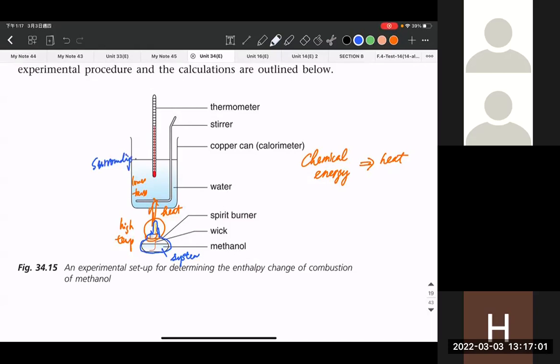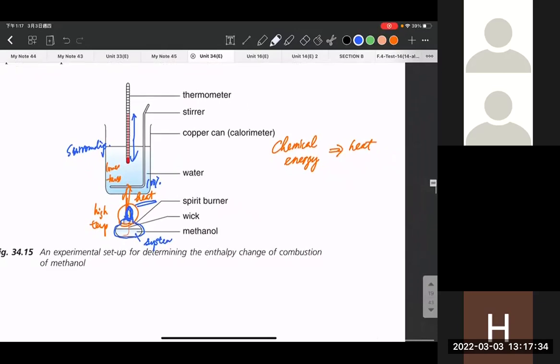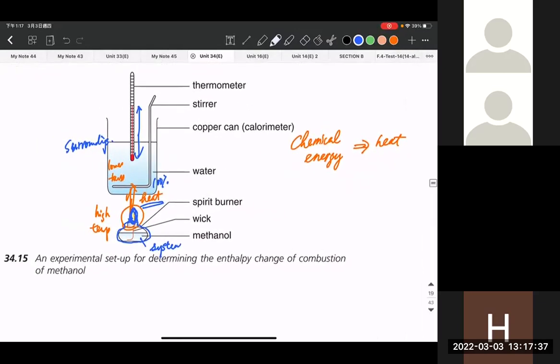So what you're going to do is to indirectly measure the amount of heat released from the ethanol vapor here, by assuming all 100% of heat is totally transferred to the water, such that from the rise of temperature, I know what is the heat released from burning of the alcohol, okay?